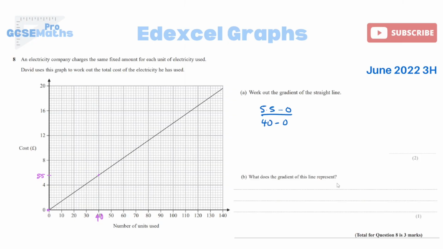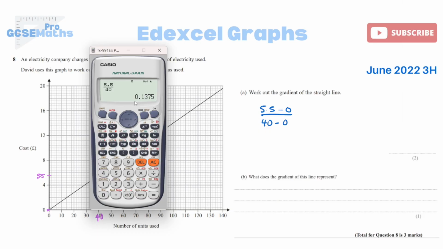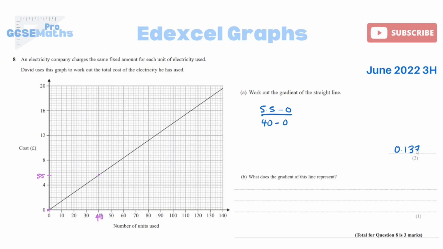This one's obviously a calculator question. So I've got here 0.1375. I'm just going to write down all of those digits because it's not that many. Now they've said they will allow anything from 0.135 to 0.145, and that's just because even though it's an exact line, the coordinates are kind of a little bit difficult to interpret and read, aren't they? They're quite small, so anything between here is fine. And then part B is, what does the gradient of this line represent for 1 mark?